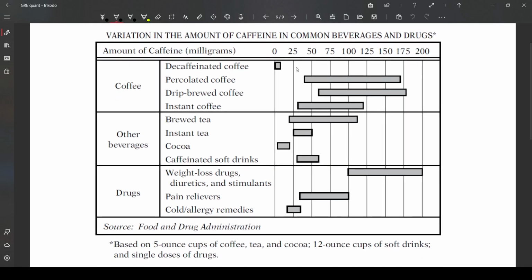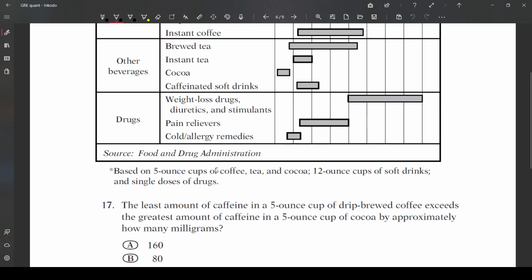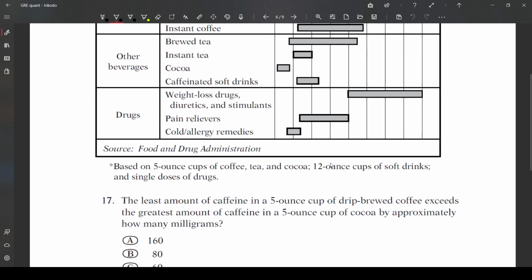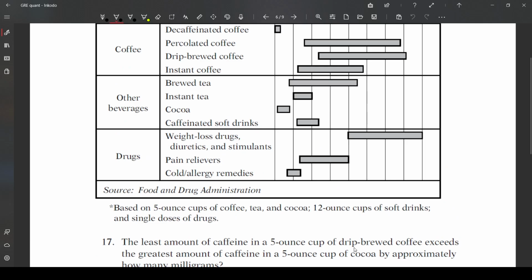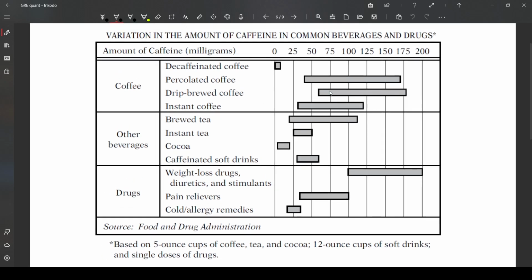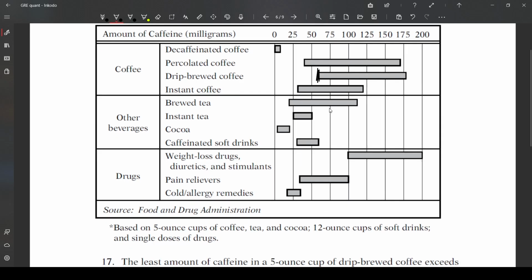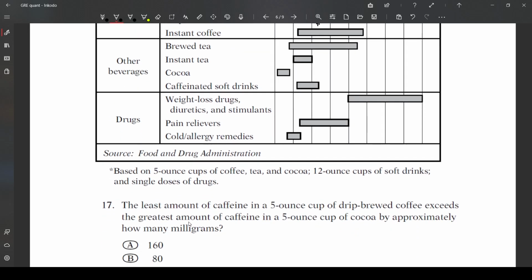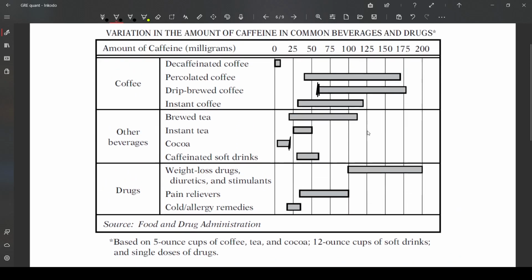Okay, so here we have, oh my lord, what is this? The least amount of caffeine in a 5-ounce cup of drip brewed coffee. So here's drip brewed. Exceeds. Okay, so this is the least amount. Exceeds the greatest amount of caffeine in a 5-ounce cup of cocoa. Alright, so that's this. By approximately how many milligrams?